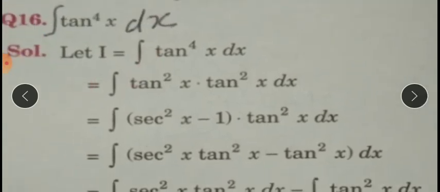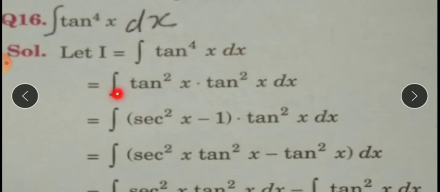See question number 16. Integrate tan raised to 4x. Every time you can see that we are changing the given question into integrable form. To change into integrable form, we are using different types of processes. Here I is equal to integration tan raised to 4x.